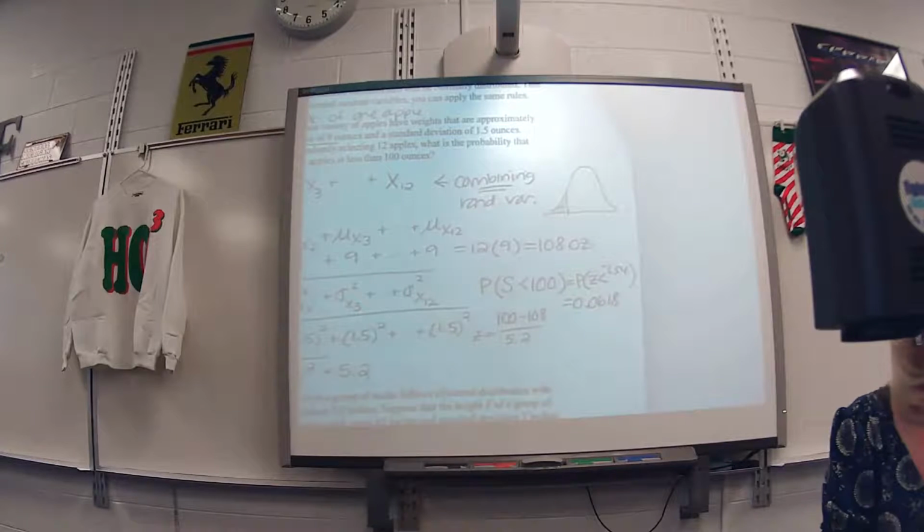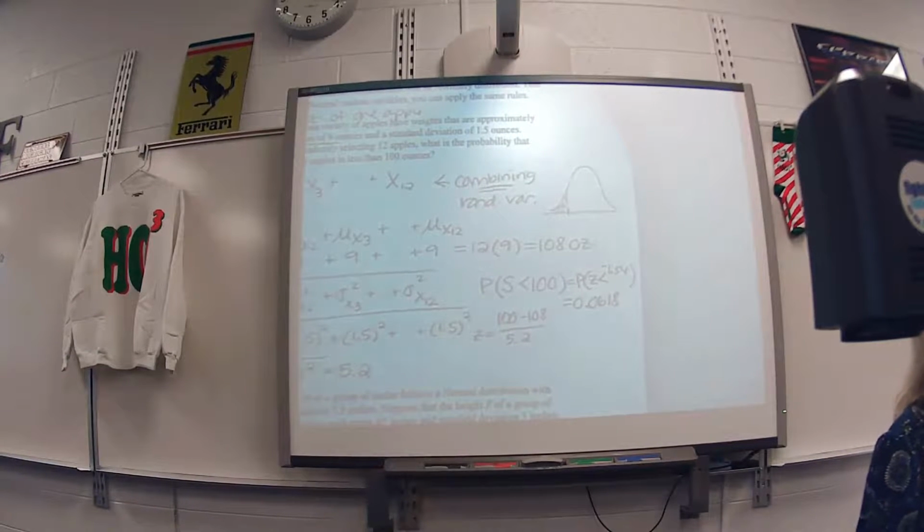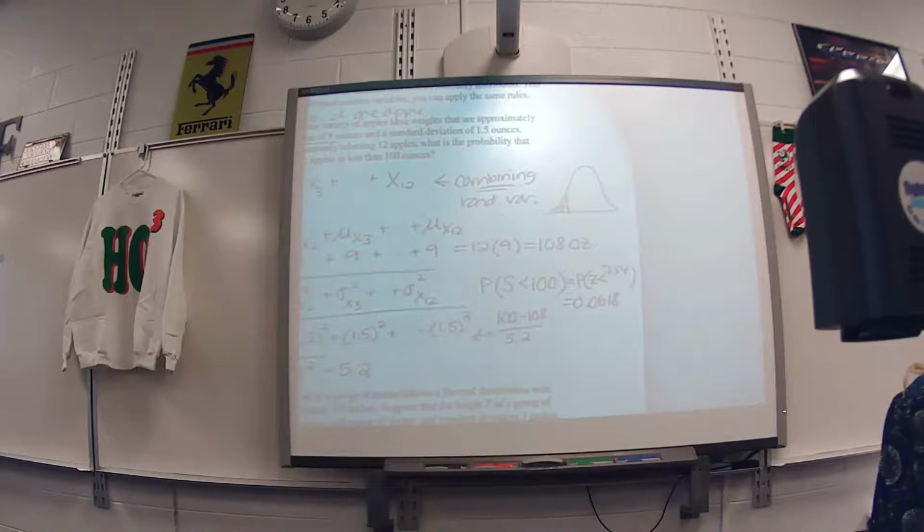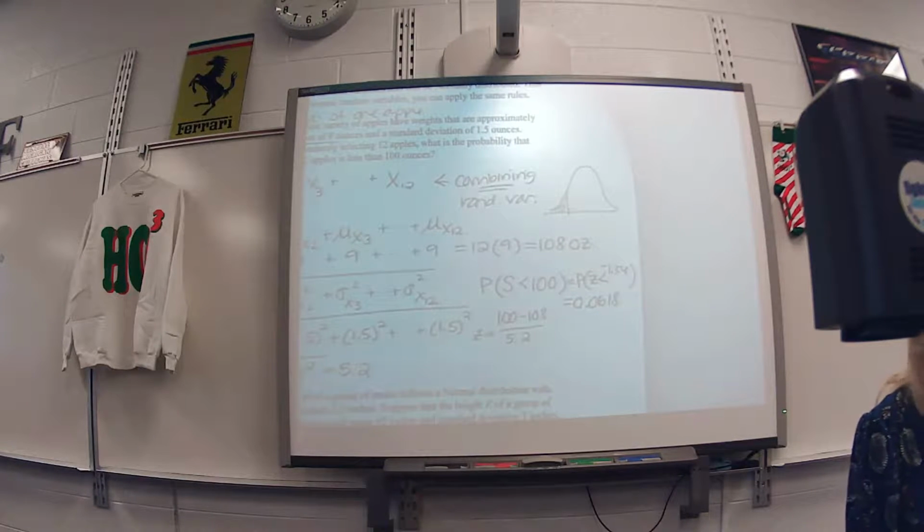So there's about a 6% chance that if a machine or if people are just randomly putting 12 apples in a bag, there is a 6% chance that when all is said and done, the bag's going to weigh less than 100 ounces, even though you'd expect it to weigh about 108 ounces. There's a 6% chance that you're going to get gypped a little bit and get only 100 ounces, if not less, for your apples.